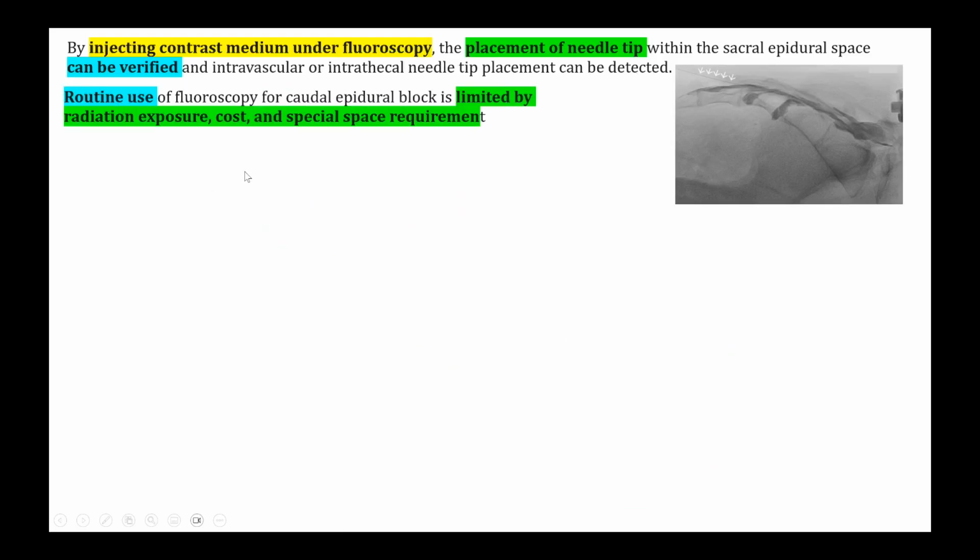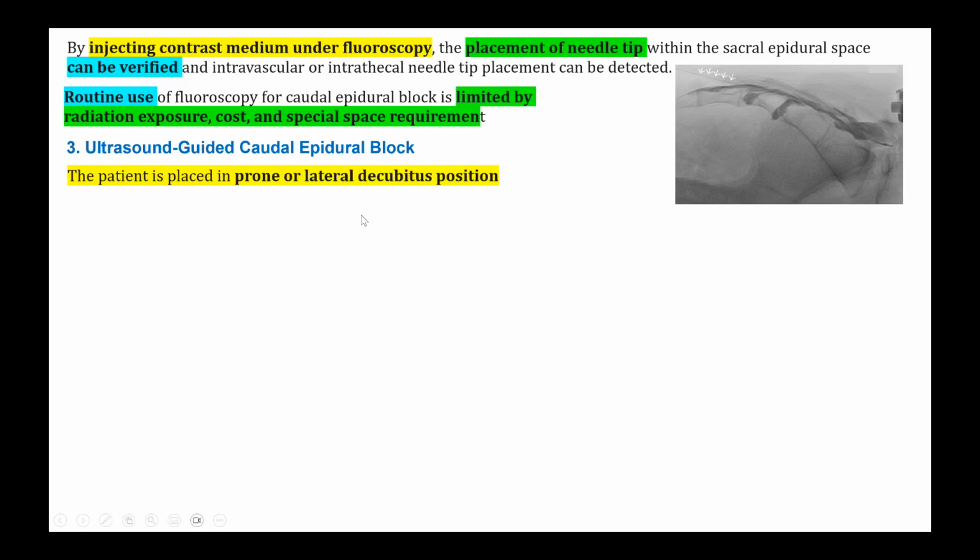Routine use of fluoroscopy is limited by radiation exposure, cost, and space constraints. So for completion of the answer, you can mention it, but in practice, normally we don't use this particular fluoroscopic technique. The third method is the ultrasound guided caudal epidural block.